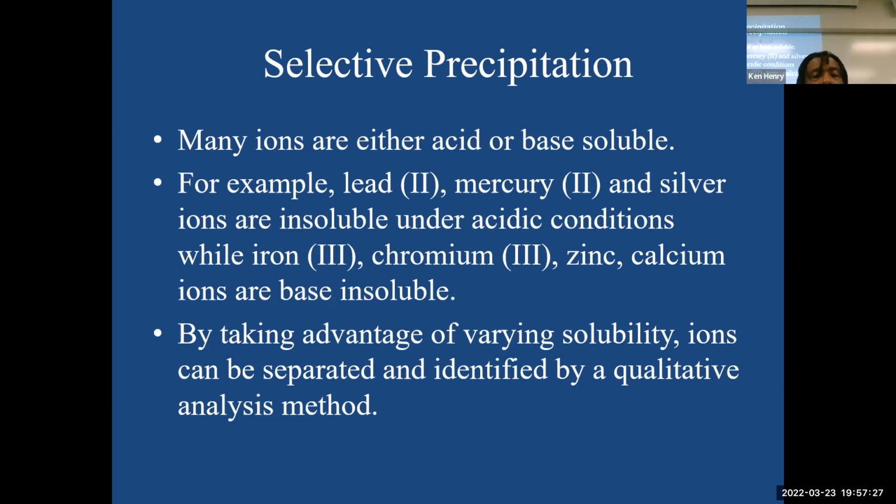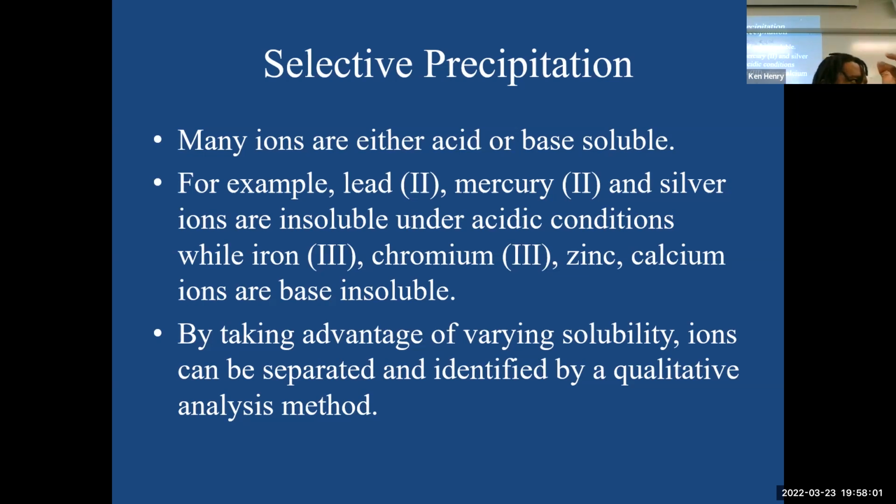Okay, so for example, lead 2, mercury 2 and silver ions are all insoluble under acidic conditions. Basically meaning that they won't dissolve in acidic conditions. Whereas iron 3, chromium 3, zinc and calcium are all base insoluble. So we can take advantage of these variable solubilities to separate things in qualitative analysis.